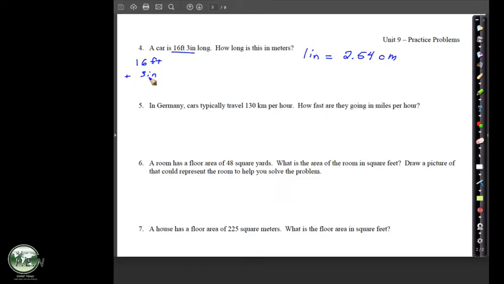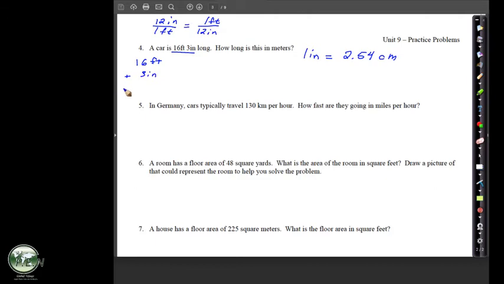can I add 16 feet and 3 inches together? No, they're not the same thing. I can't take 16 plus 3 and get 19 feet or 19 inches. So I've got to convert feet to inches. And how did we do that last time? We divided because there are, or wait, 12 inches in 1 foot, or there's 1 foot in 12 inches. So we're going to use one of these two conversions.